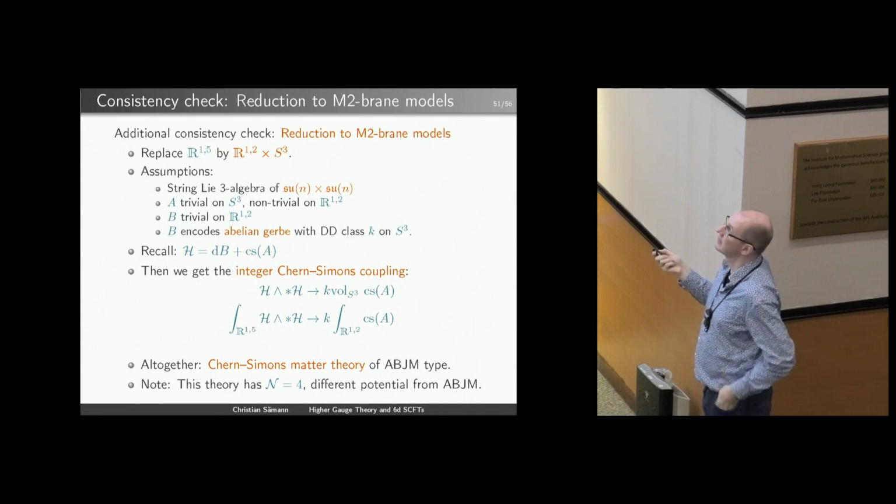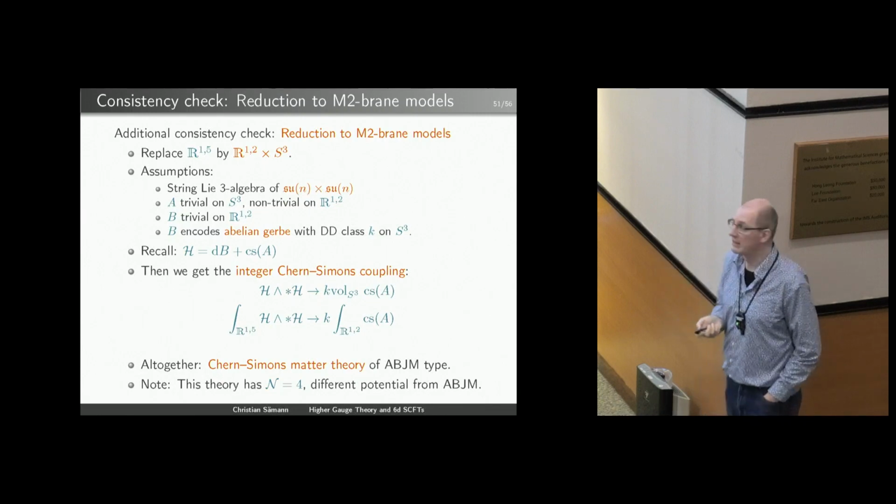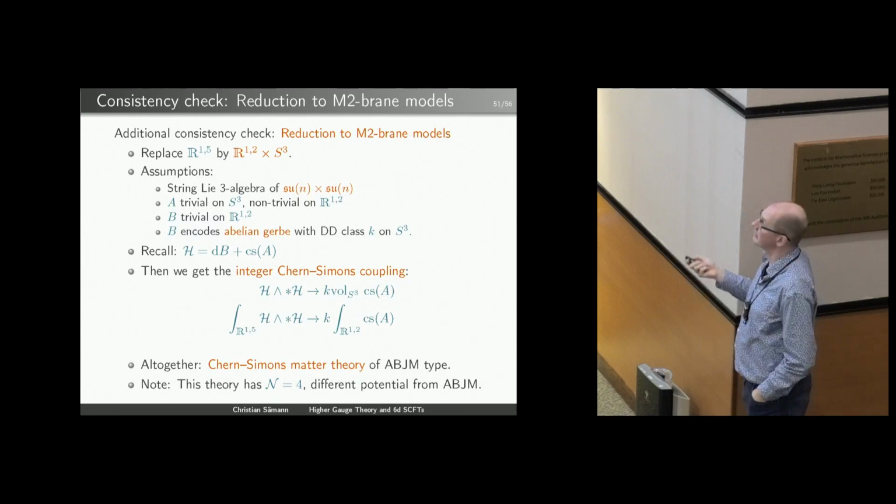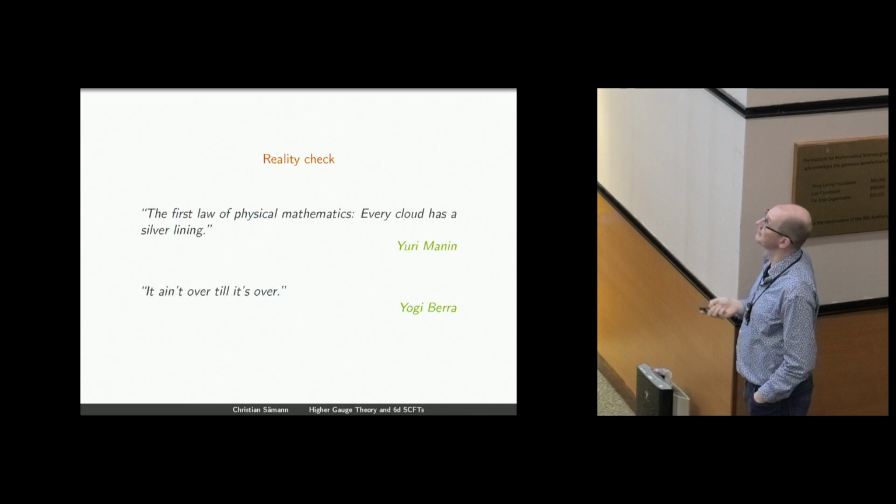That's the characteristic class of the gerbe. The topological class on S3 is just K. Now, because the 3-form curvature is dB plus CS(A), you have this H wedge Hodge H term in there. If you integrate over the S3, from the gerbe you get K times the volume factor times Chern-Simons of A. So this reduces to an integer times Chern-Simons, and in this way you recover the Chern-Simons matter theories of ABJM type. You have to look at the other terms as well, but this is the easiest term to understand.